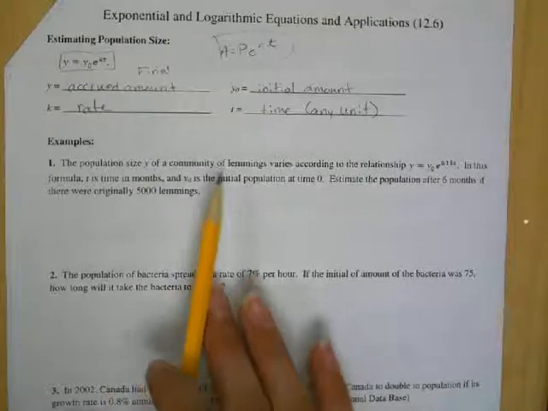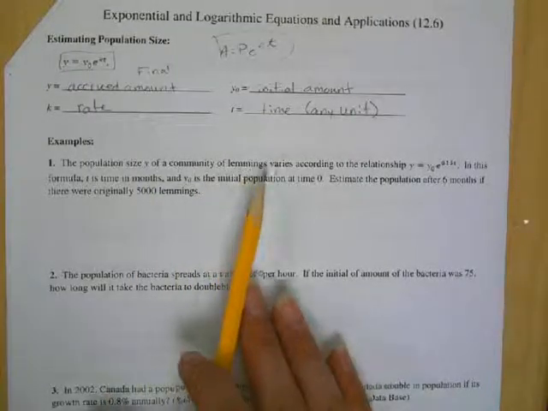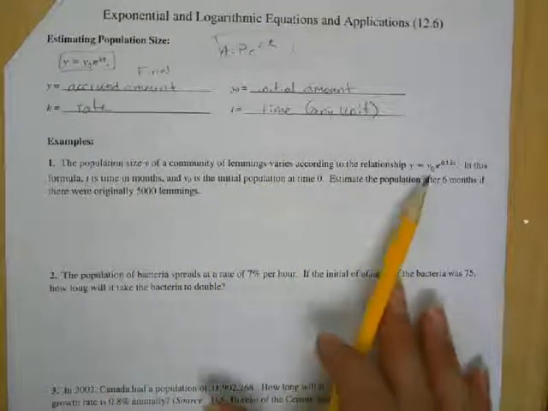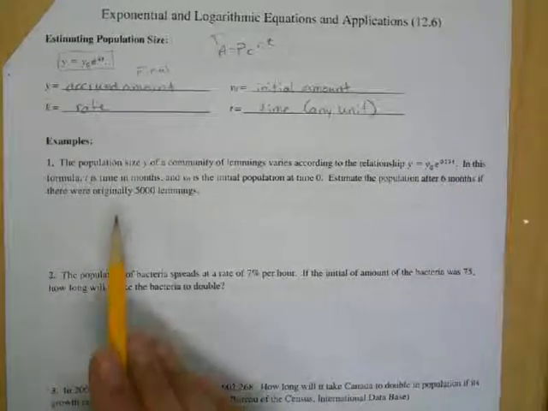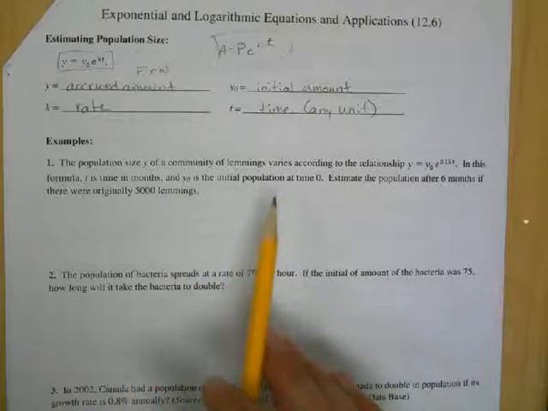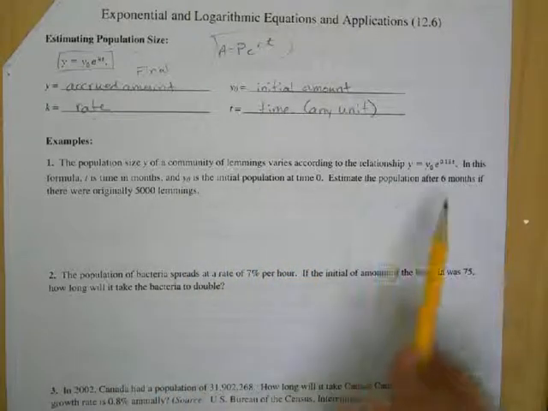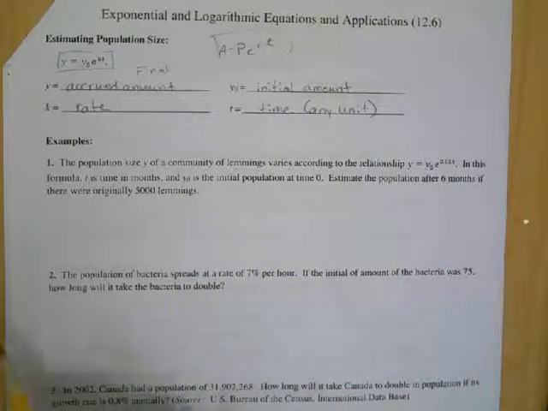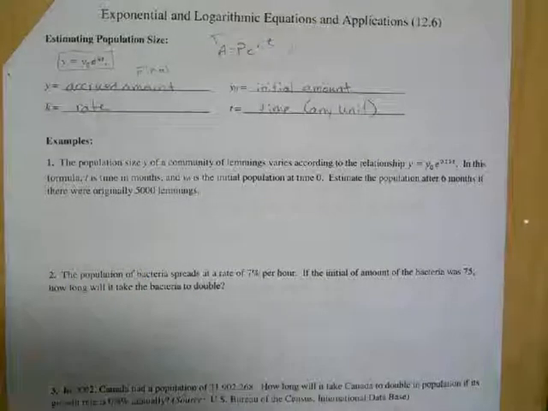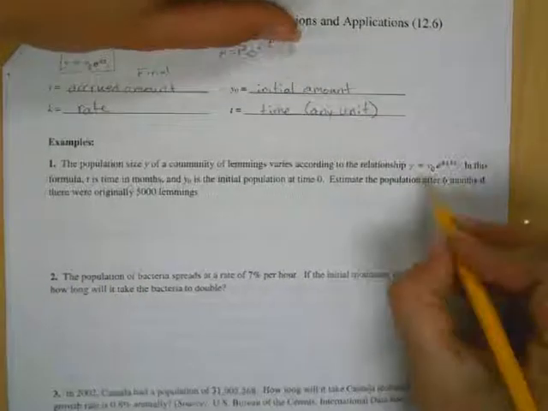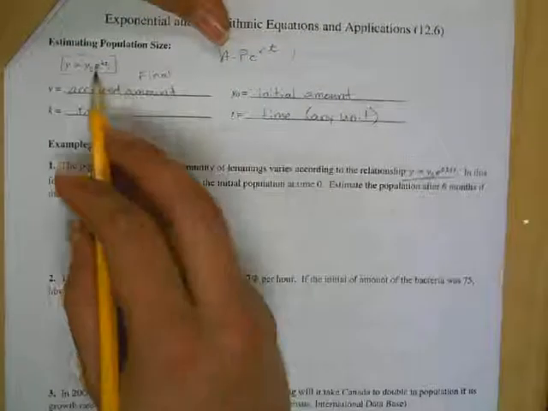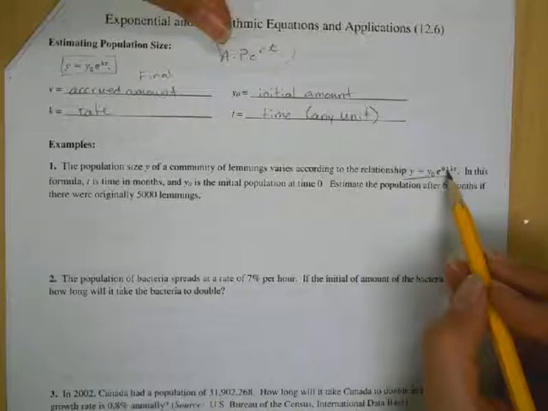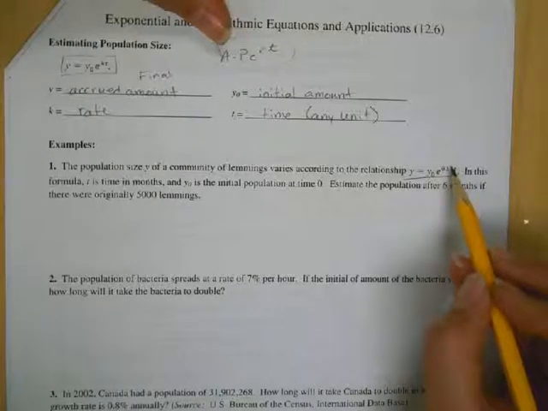Alright, so here, the population size y of a community of lemmings varies according to the relationship y equals y naught e to the 0.15 t. In this formula, t is time in months, and y naught is the initial population at time 0. Estimate the population after 6 months if there were originally 5,000 lemmings. So let's pick out our important information. First of all, they were nice enough to input your k value for you. See, e to the kt, we got e to the 0.15 t. So they input k value for you. That's very nice of them.